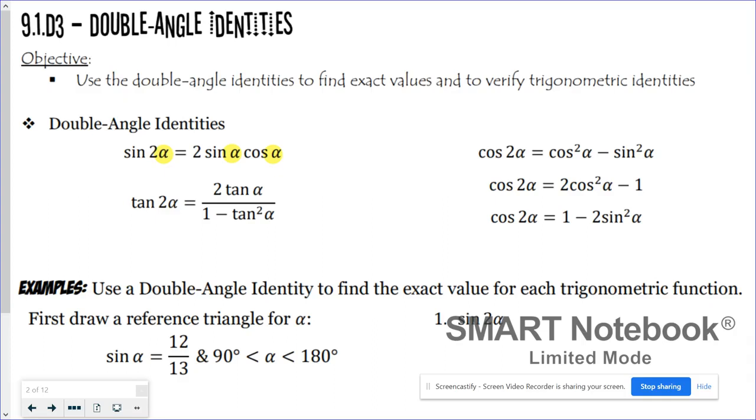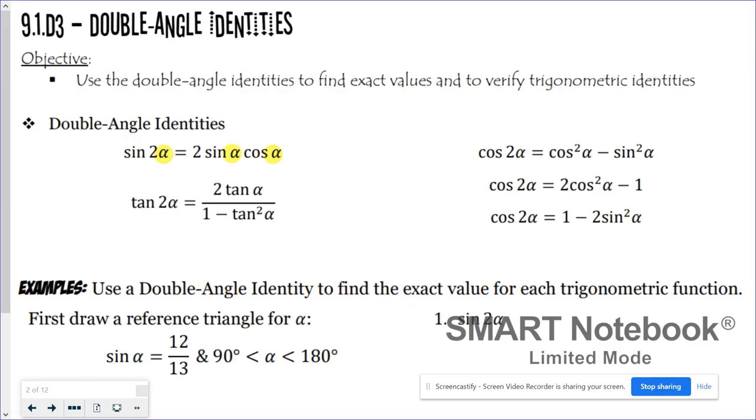Because I don't know if you would know what to do with sine of 2 alpha, so we break it down into a simple formula, 2 sine alpha cosine alpha. So if you know the value of sine, if you know the value of cosine, you can multiply those together, times it by 2, and that's the value of sine of 2 alpha. But you'll see what I mean when we look at an example.